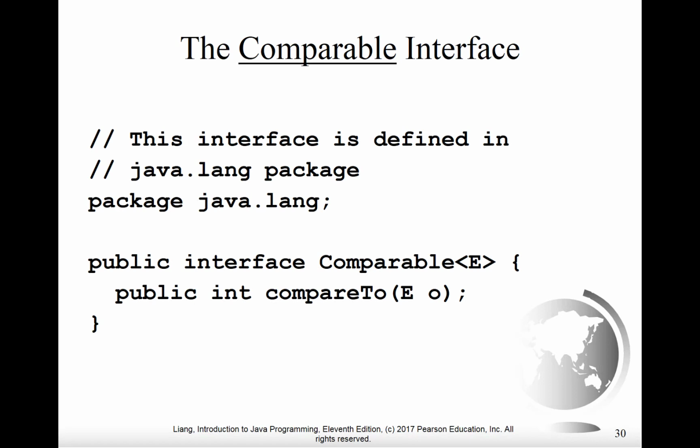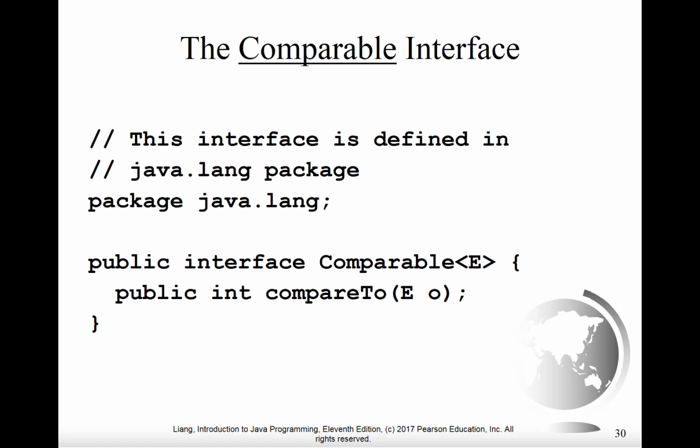The comparable interface looks like the code that you see here. Public interface Comparable, and then we have our generic type E, and then there is an abstract method, public int compareTo(E o), meaning o is an object of this generic type E that's expected as an argument to the compareTo method.